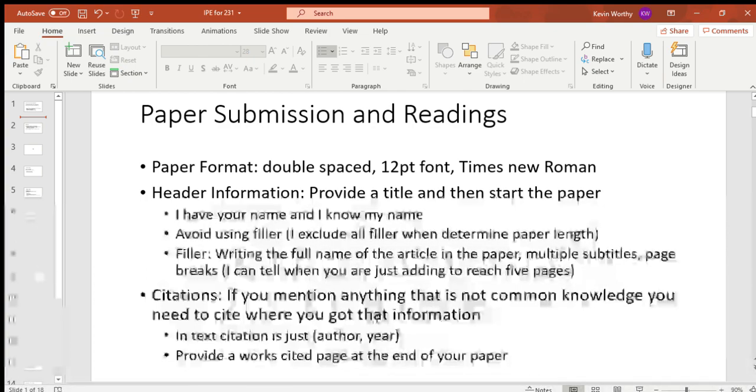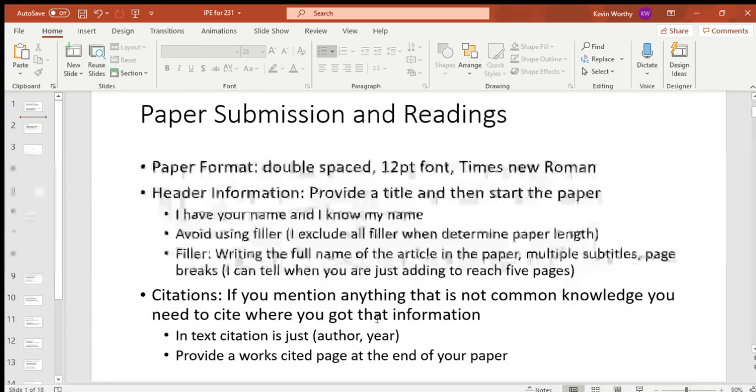Now, examples of filler are: you write the full name of the article in the paper, you have multiple subtitles, or you have page breaks, right? You're extending the length of the paper, but you're not extending the material and the content of the paper. I can tell when you're doing that, and it damages your grade, right? So don't do those things.